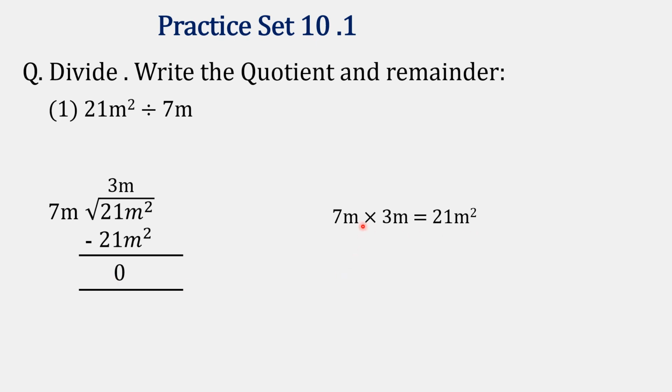Okay, this you can do as rough work. I hope you understood. Then final statement you have to write. Therefore, answer quotient is equal to 3m, remainder equal to 0. Moving to next sum.